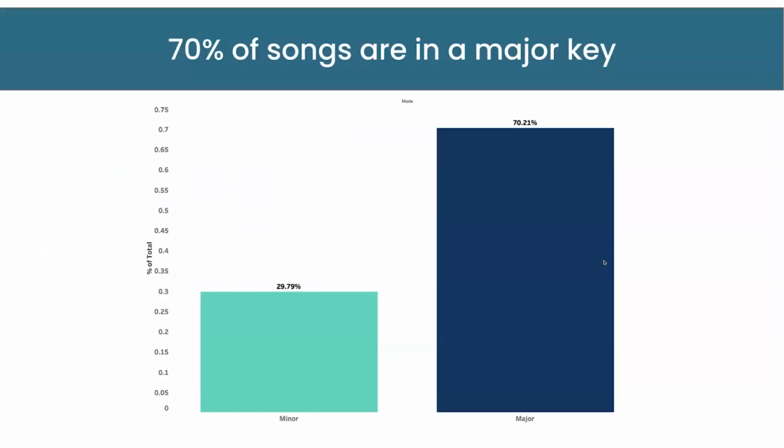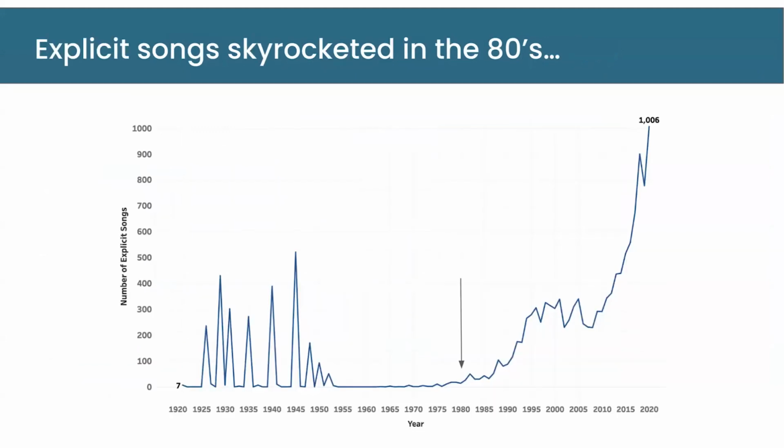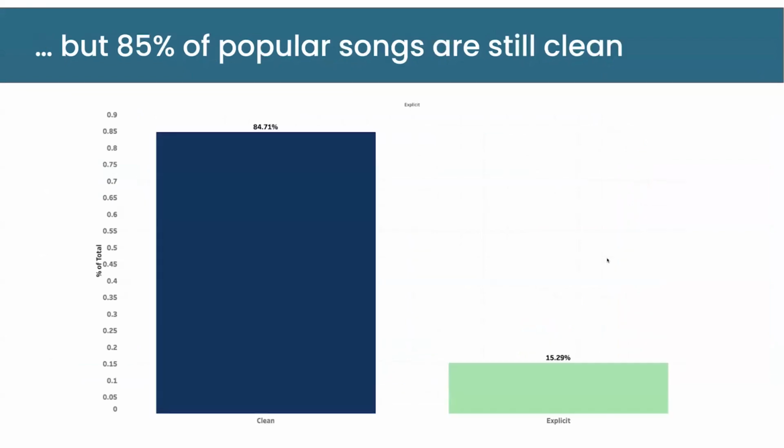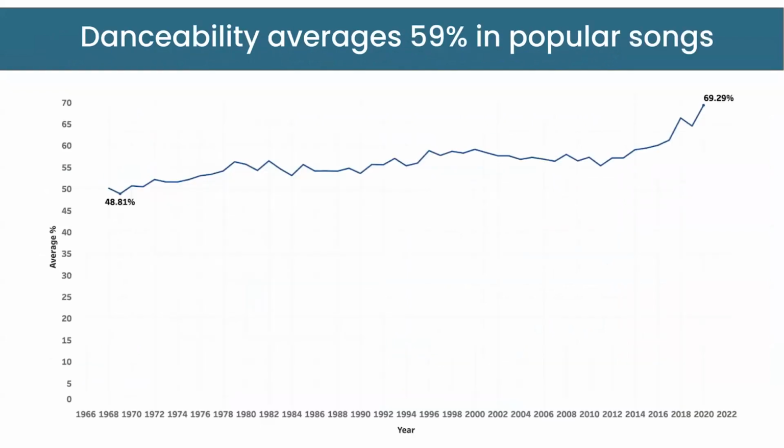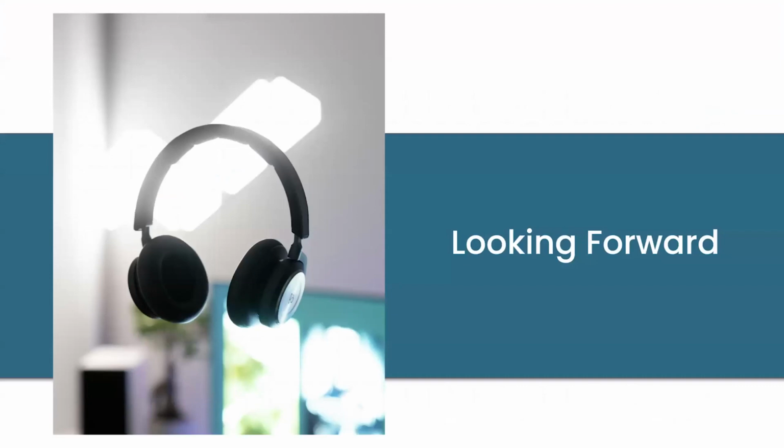As far as modality, 70% of popular songs are written in a major key. Major keys generally sound happier, and minor keys generally sound more subdued. And here, we can see that while the total number of explicit songs released skyrocketed in the 80s, 85% of popular songs today are in fact clean. Lastly, danceability has remained consistently high in songs since 1968, peaking in recent decades with an average score of about 60%.